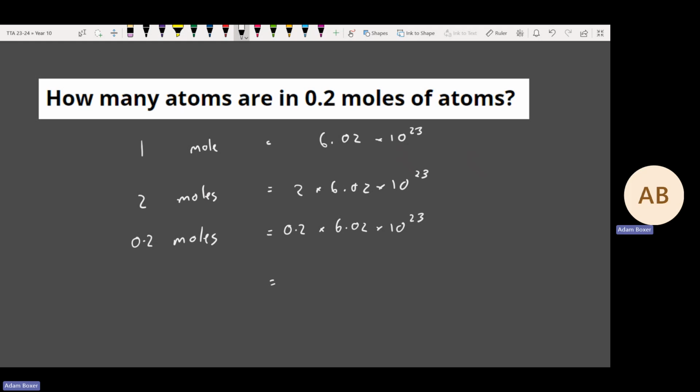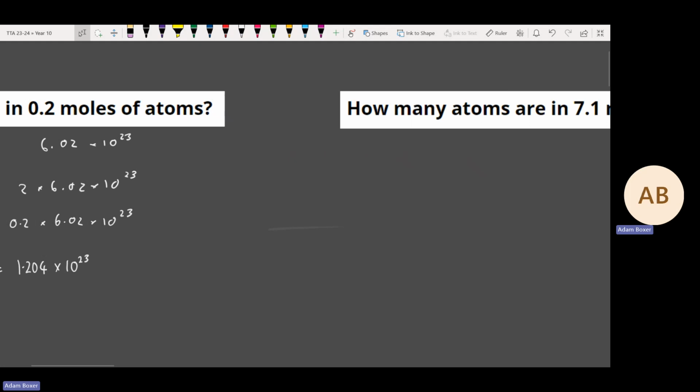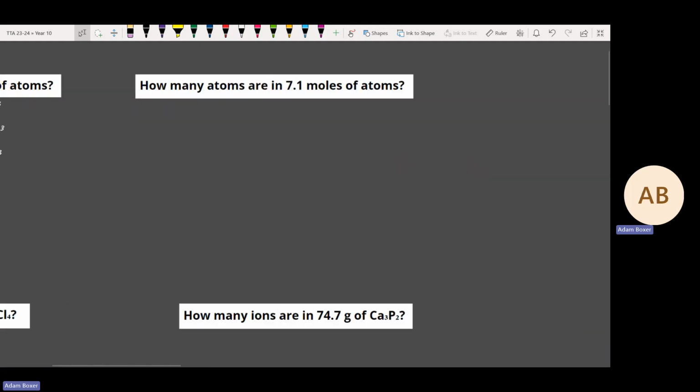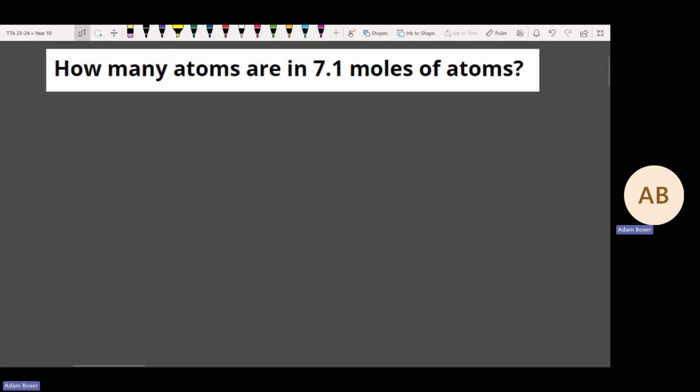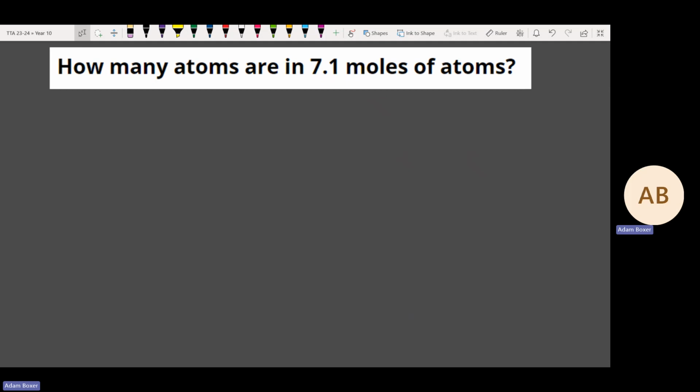So when I put that into my calculator, I get 1.204 times 10 to the 23. And then that one is done. What I'm going to ask you to do is to try the next one yourself. This one's so simple, we're only going to do 2 examples, so try that one yourself. Pause the screen, try it yourself, and then I'll work it through.